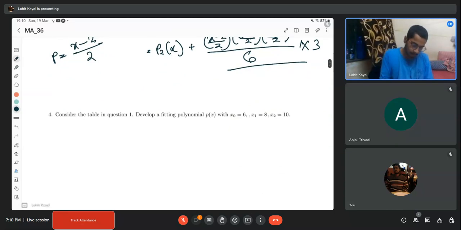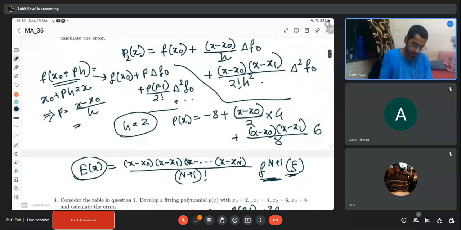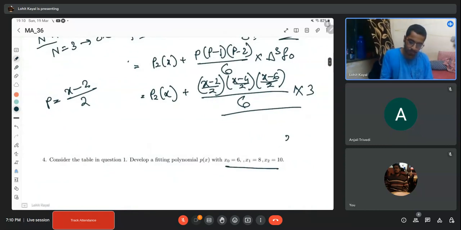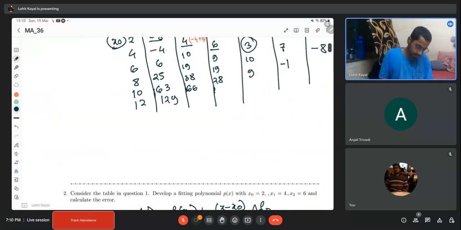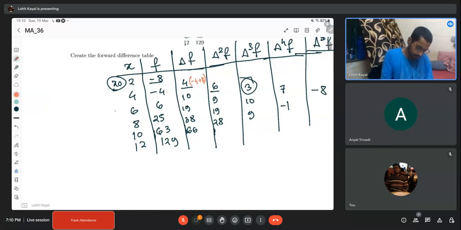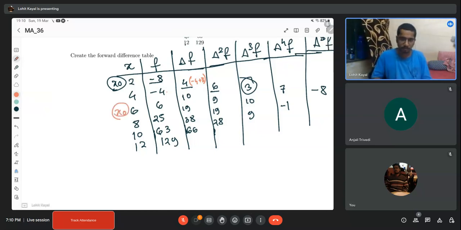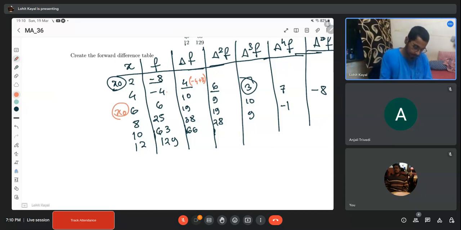Now, again, the same problem. This is the example of shifted Newton's forward difference formula. Previously, my x naught was 2, so x1 was 4 and x2 was 6. Here it is defined as x naught equal to 6, so we have to shift the formula. From the table, this time this is your x naught, this will be your f naught, this will be your delta f naught, and this will be your delta square f naught.